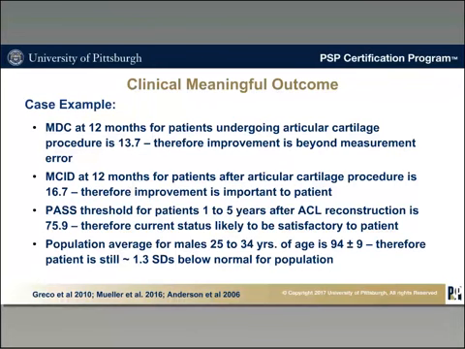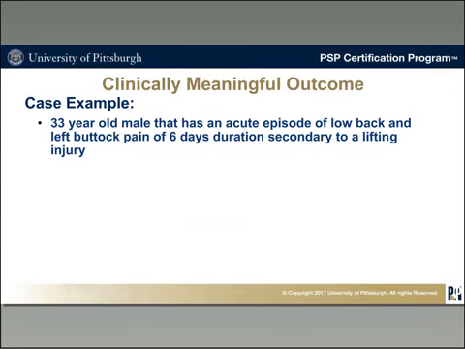Therefore, this patient, even though they have a change that's better than measurement error, that would be considered important, and their status would be considered satisfactory, they're still about 1 to 1.5 standard deviations below the population normal score for men 25 to 34 years old. So while they're improved and they're feeling good, the individual may not perceive themselves to be normal.